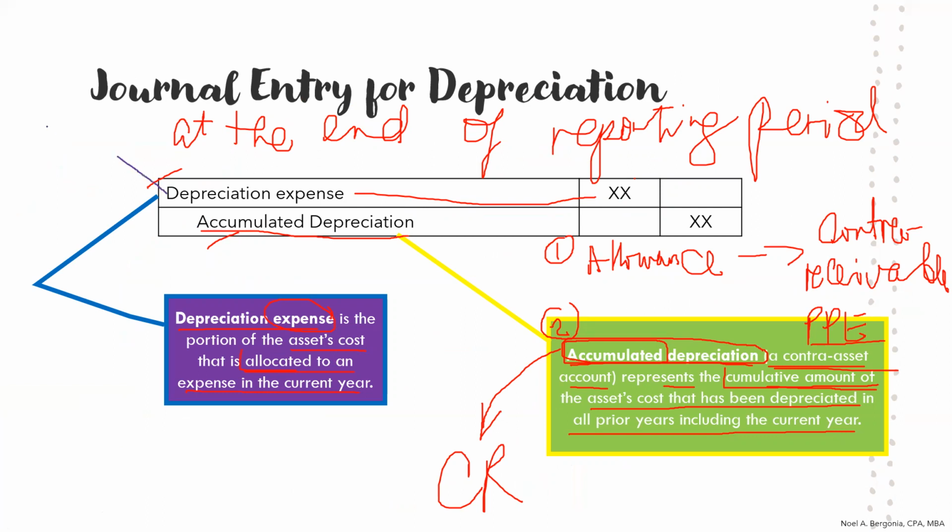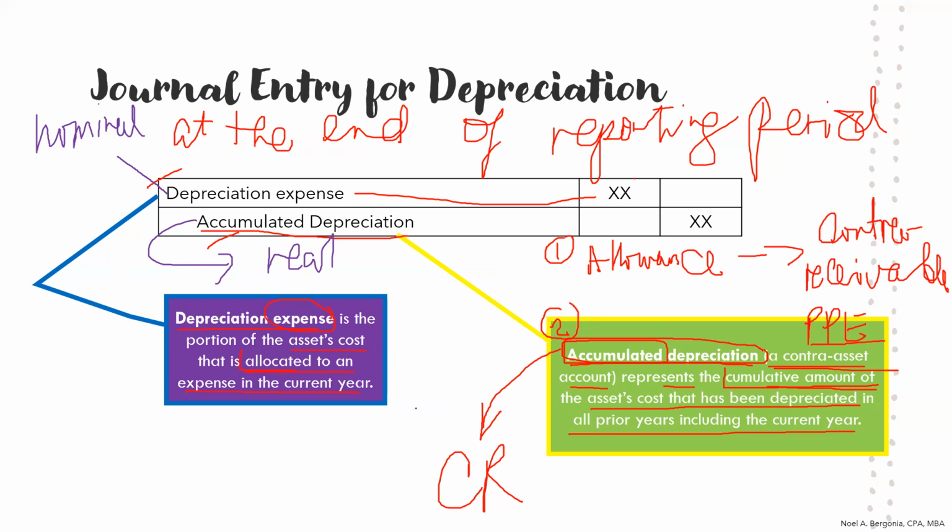So yes, you're correct. The depreciation expense, since it is an expense account, is considered the nominal account or the temporary account. And then your accumulated depreciation, which is your contra asset account, will act as your real account or your permanent account. Okay? So I hope that is clear. Again, if you do have questions, please let me know.